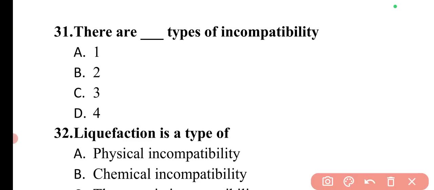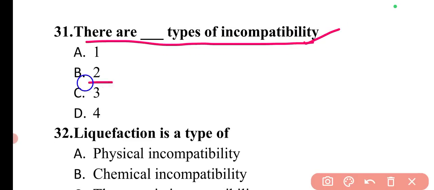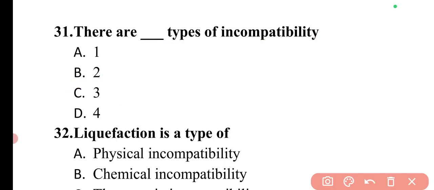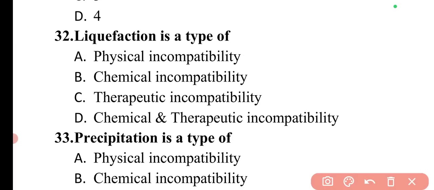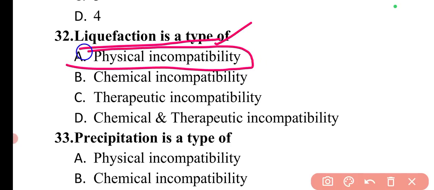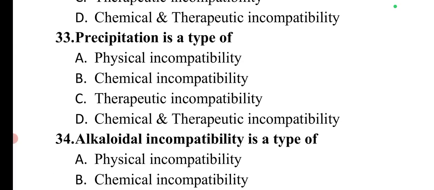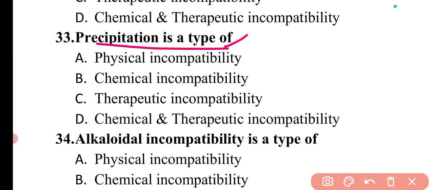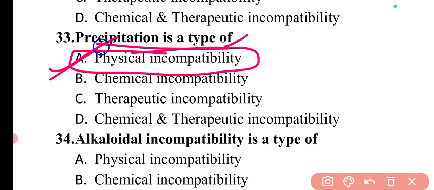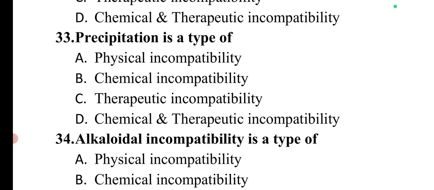The next question is, there are dash types of incompatibility. So we have seen the three different types of incompatibility: physical, chemical, and therapeutic incompatibilities. Then next question is, liquefaction is a type of incompatibility. So this we have seen in physical incompatibility. So option A is correct. The next question is, precipitation is a type of. So precipitation, again, it is a type of physical incompatibility. So option A is correct.